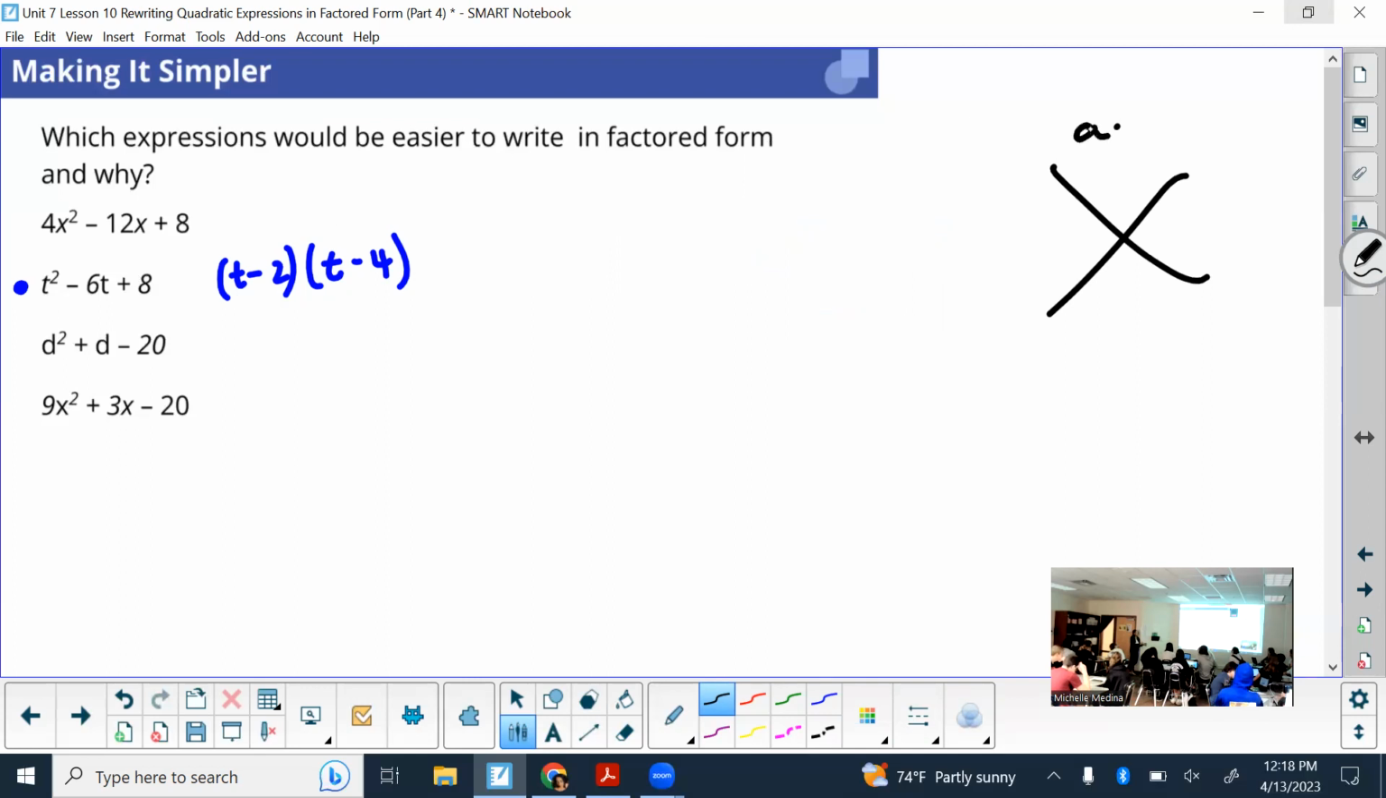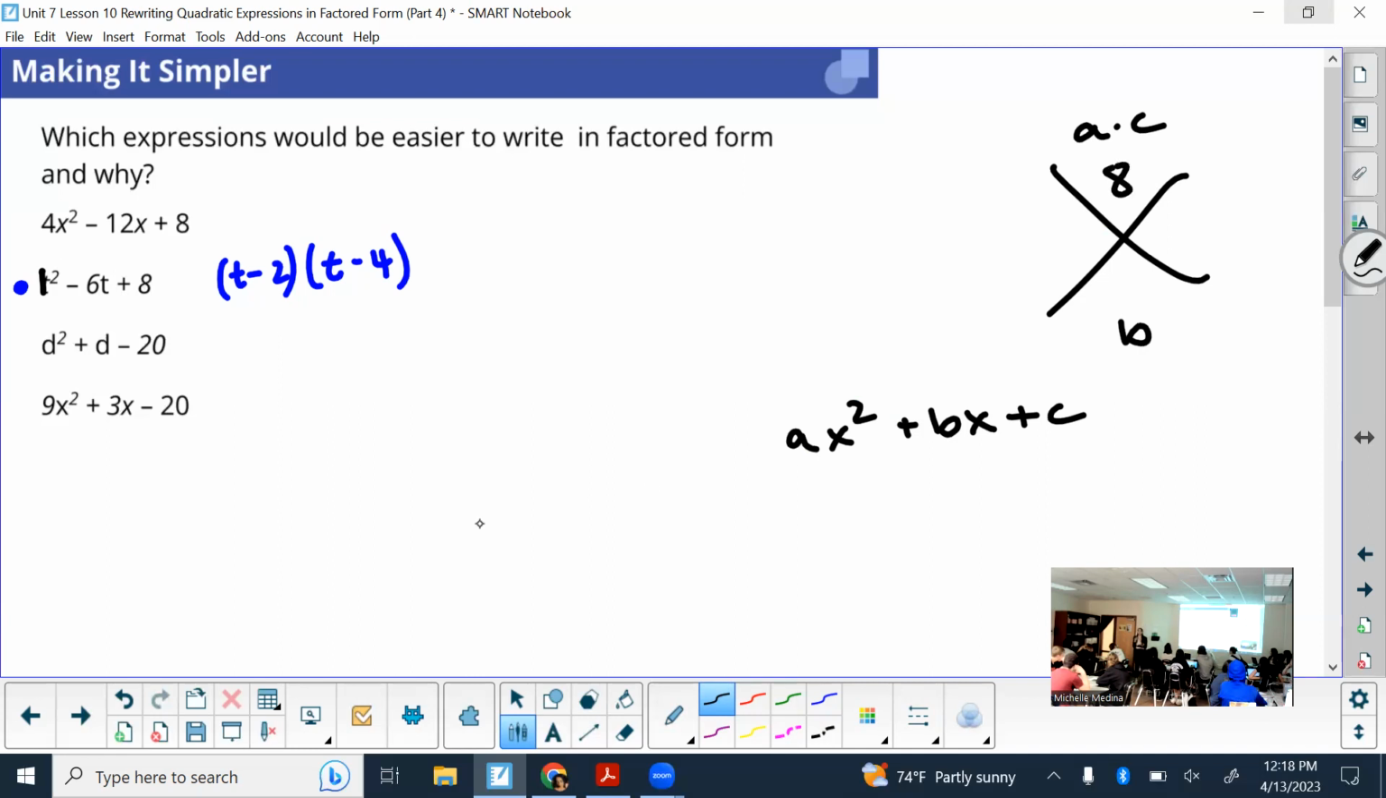The top of the diamond is A times C, the bottom is B. And when I say A, B, and C, I'm talking about numbers only. So a lot of the time I'll ask what A is, and people will say x squared. No, it cannot be a variable. It has to be the number in front. So what's the number in front of this t squared? And then my C is 8. What's 1 times 8? So that'll go on top.